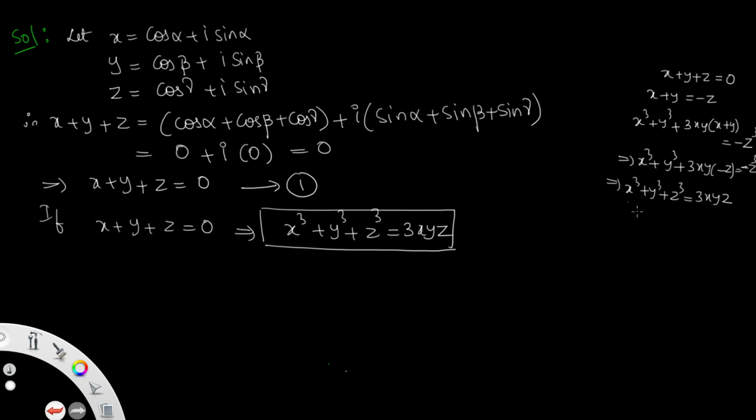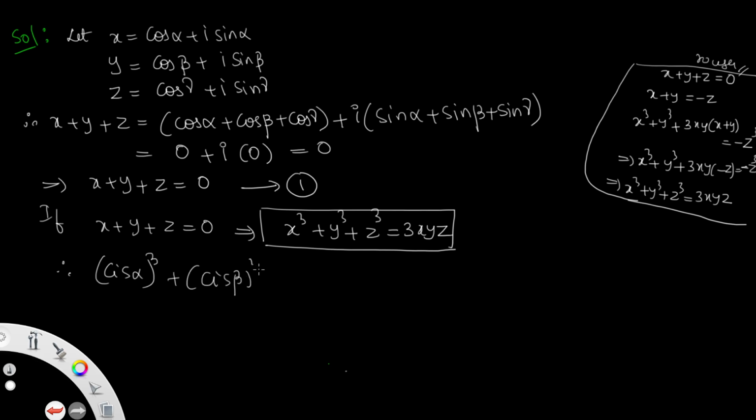No need to write here. I am just saying that this is a basic formula: if x plus y plus z equal to 0, then x cube plus y cube plus z cube equal to 3xyz. That is in the rough page. So from this I am substituting: cis alpha whole cube plus cis beta whole cube plus cis gamma whole cube equal to 3 into cis alpha into cis beta into cis gamma.